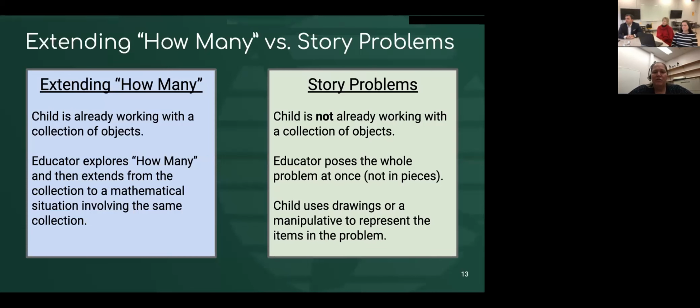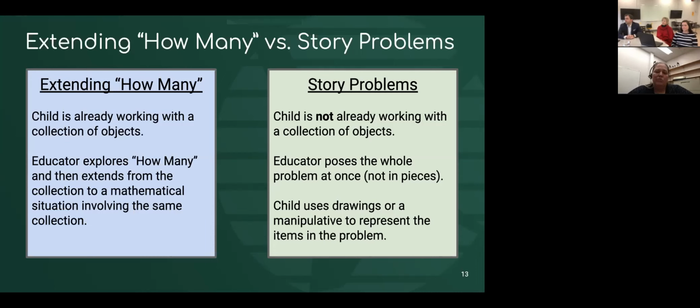And this is different from story problems because with a story problem, the child is not already working with a collection of objects. You're asking them this problem kind of out of the blue. You pose the whole problem at once, not in pieces. So those little word problems that we were looking at on that last page, you would say the whole thing at once and try to not break it up for them.